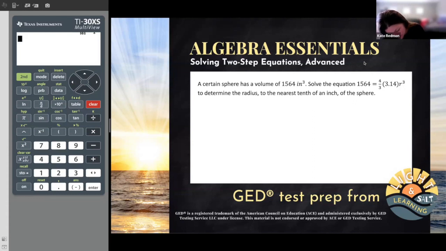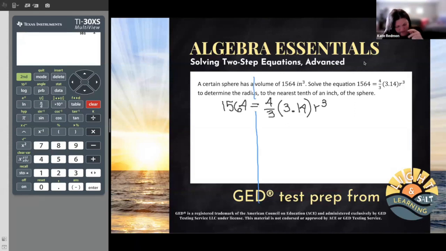So let's first start by just copying down our equation. 1564 equals 4/3 times 3.14 times r cubed. All right. And it says solve it to determine the radius. Makes sense considering the letter in there is r. Okay, r for radius. And so if I want to solve it for radius, my goal then is to get that r alone all by itself. Put a nice little line through the equal sign with me so you can see when it's alone.